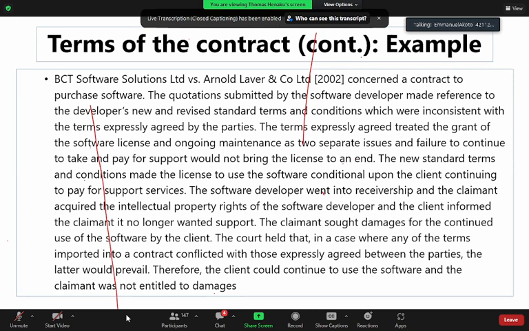BCT solution, software solution versus the Arnold Lever and... Oh, no, you know what? No, let every individual read it on their own. Don't read it aloud. So that you try to build understanding. So I'll give you, let's say, 2 or 3 minutes to try to read maybe 2-3 times and see if you understand this. So it's a case that I had picked.